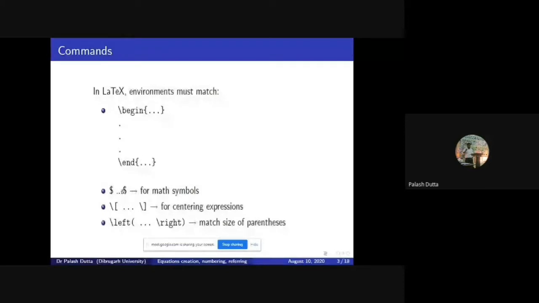This symbol actually indicates centering the expression. Instead of this symbol, we can write double dollar on both sides, then also the equation will go to the center. And this is written for math-size parentheses, meaning if your equation is bigger, the size of the content is bigger, and automatically the parenthesis will become larger.